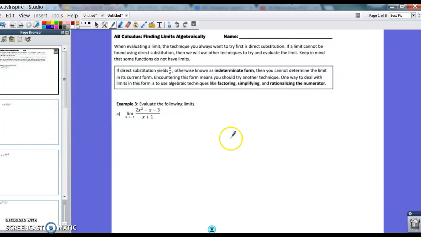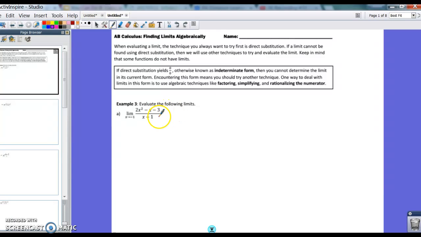What would happen is if direct substitution gives you 0 over 0, which you can't have. Sometimes people think, well, anything divided by itself is 1. That's true except when you have 0, because you can't have 0 in the denominator. So 0 over 0 is called the indeterminate form, okay? And you cannot determine the limit the way that it's written in that form. So we have to figure out a different way to evaluate the limit, and we do that using some different algebraic techniques.